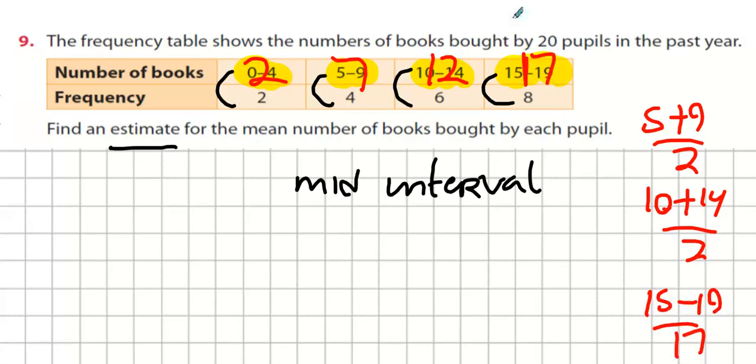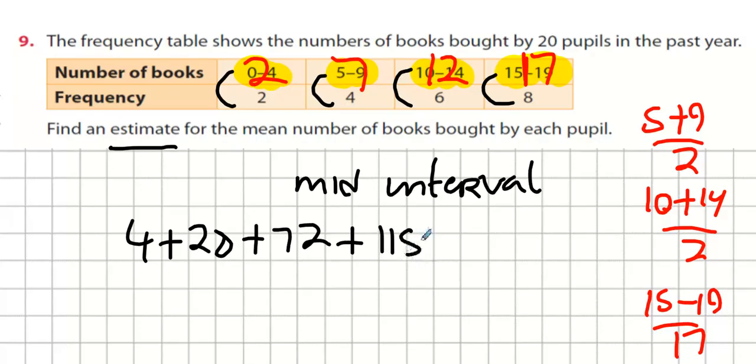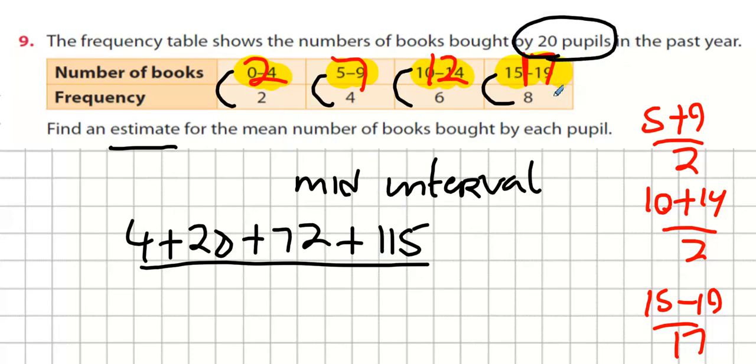I want you to use those numbers. 2 times 2 is 4. 4 times 7 is 28. 6 times 12 is 72. So 8 times 17 is, what's 136? Add them all up and divide by how many? Not 4. It's not 4. It's 20 people. It's 2 plus 4 plus 6 plus 8. Now, what happens when you add the top? What did you get?